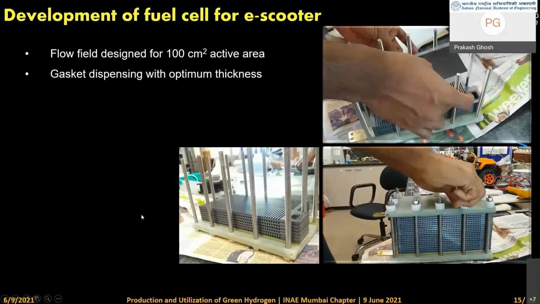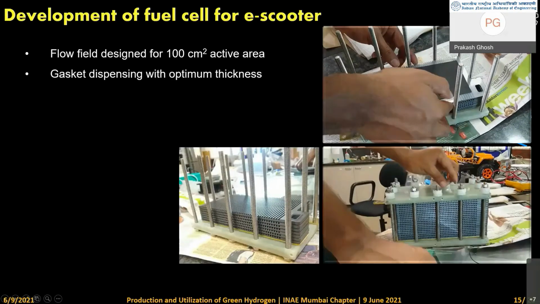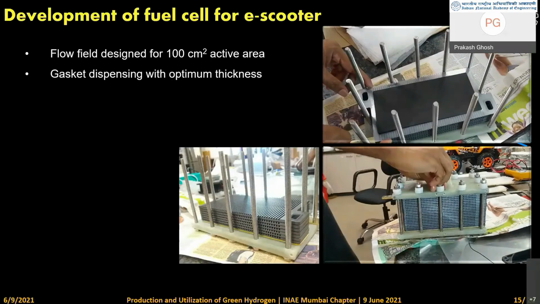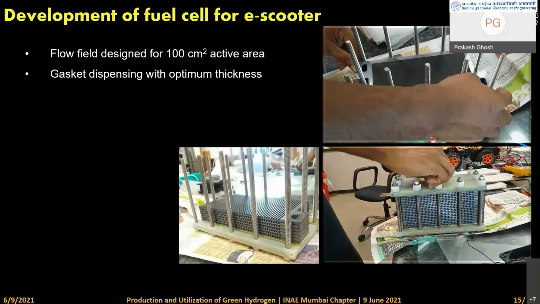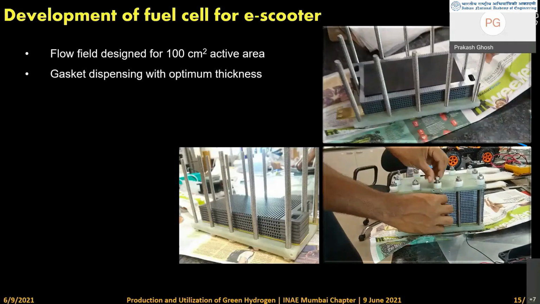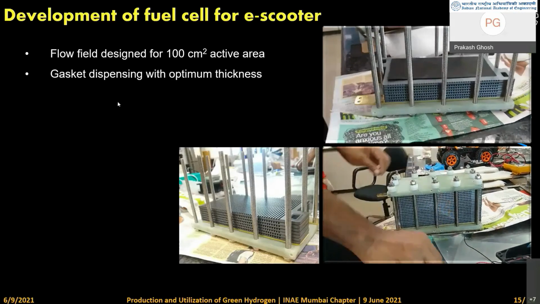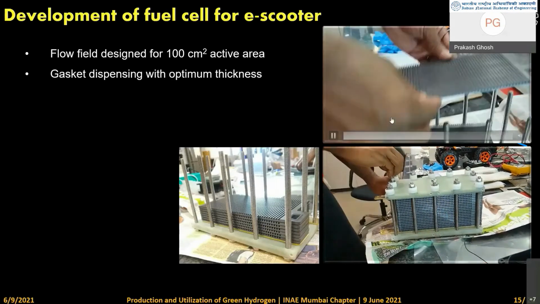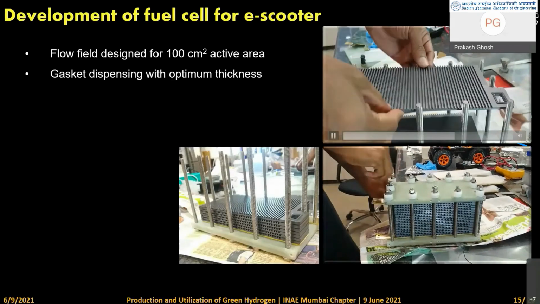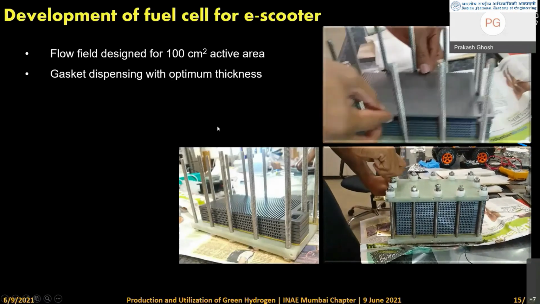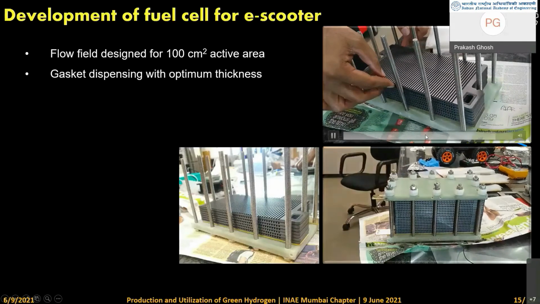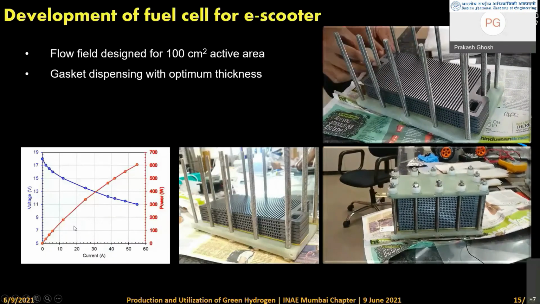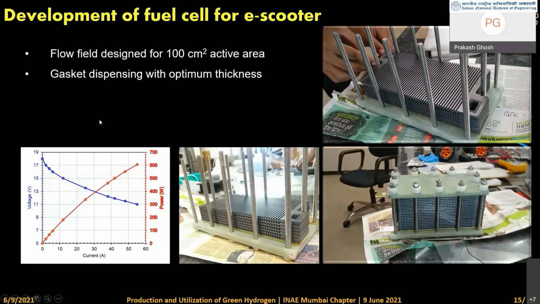And in between, because we were planning to make this 5 kilowatt stack for a vehicle, but ultimately we had some problem with the funding, so we had to go with a smaller version of that. So this is a 600 watt fuel cell stack we developed for a scooter. You can see how we are making it, and all the components were designed by us, and then we made it. We could achieve more than 600 watt with this. This is a total 19 cell stack.